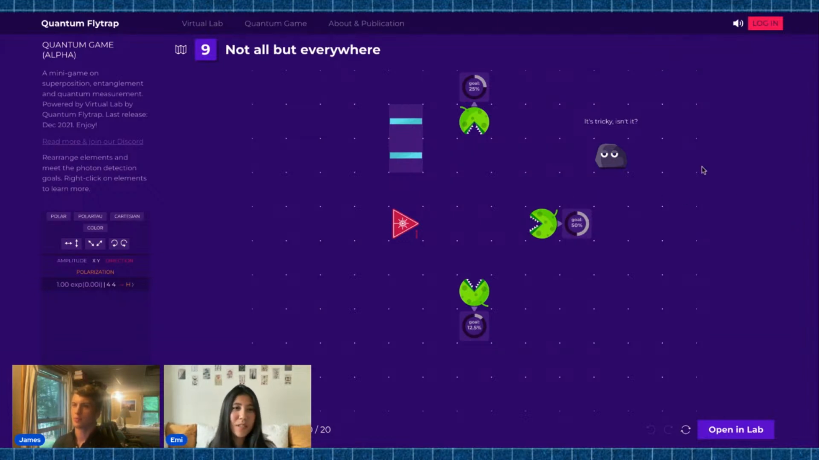Okay. All right, cool. So this one is called Not All But Everywhere. The aim of this is to put everything into these fly traps.